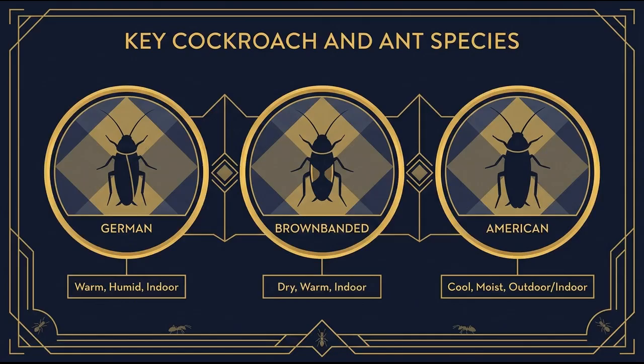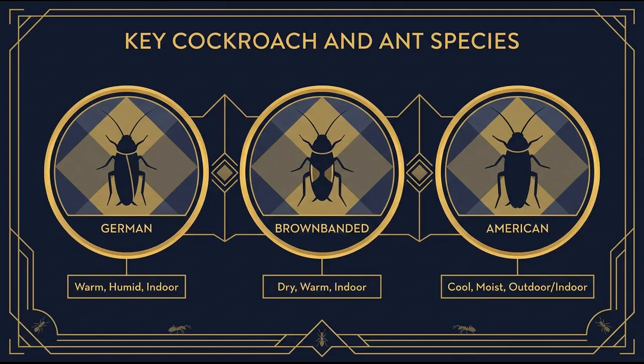Lesson 2. Key cockroach and ant species. Accurate pest identification dictates your control strategy, especially with cockroaches and ants. Let us look at 3 common cockroaches. The German cockroach is the most common indoor species in California.